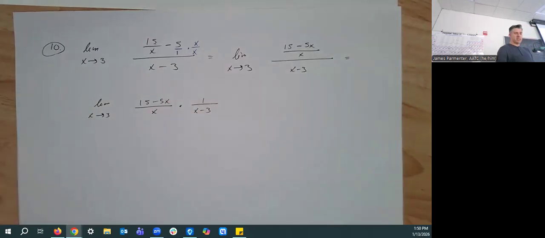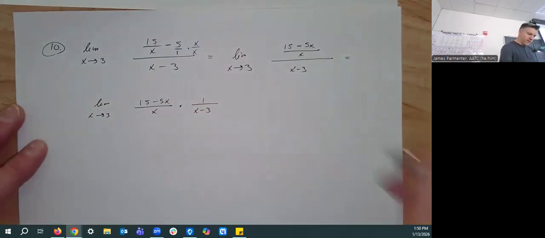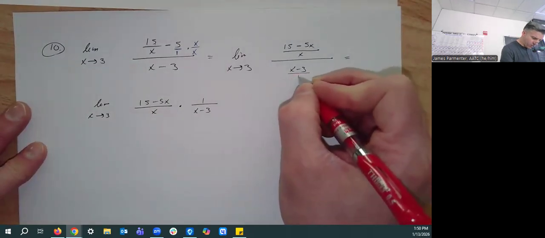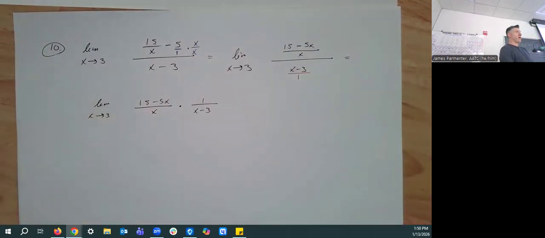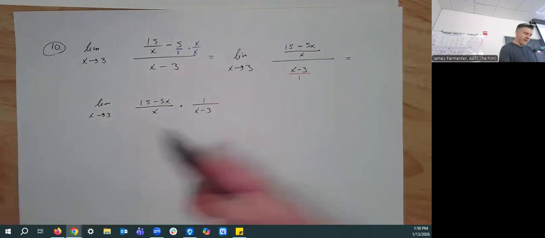If it makes it easier to see, you can say, oh, we have x minus 3 divided by 1. And when you divide by a fraction, you multiply by its reciprocal, or the flip of it. So yeah, we're flipping it over, multiplying by it. And then we should do some factoring.